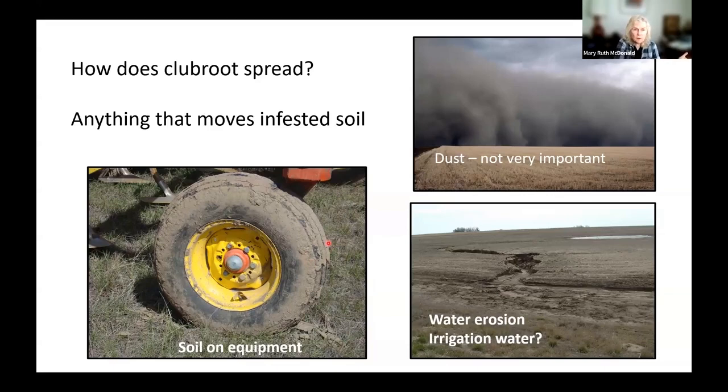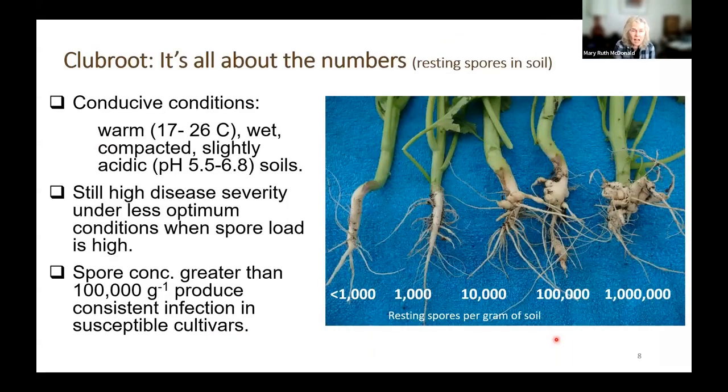So certainly there are growers that have been growing broccoli and other cole crops for decades, and they haven't introduced the disease to their fields. But water erosion, again, this is a picture from Western Canada, can certainly spread the pathogen, and there are reports of it spreading in irrigation water as well.